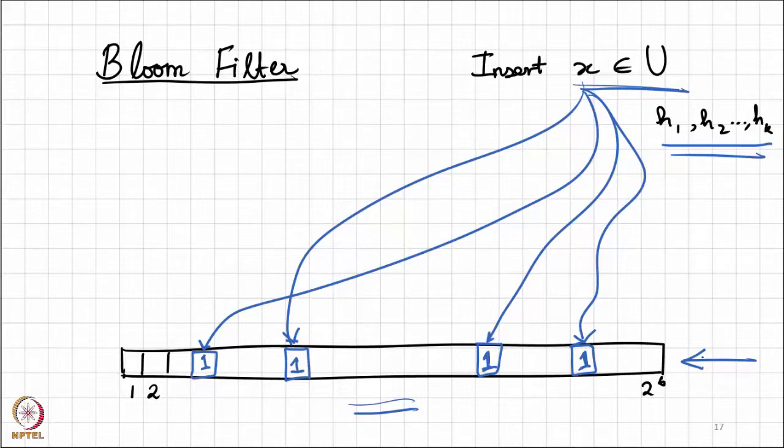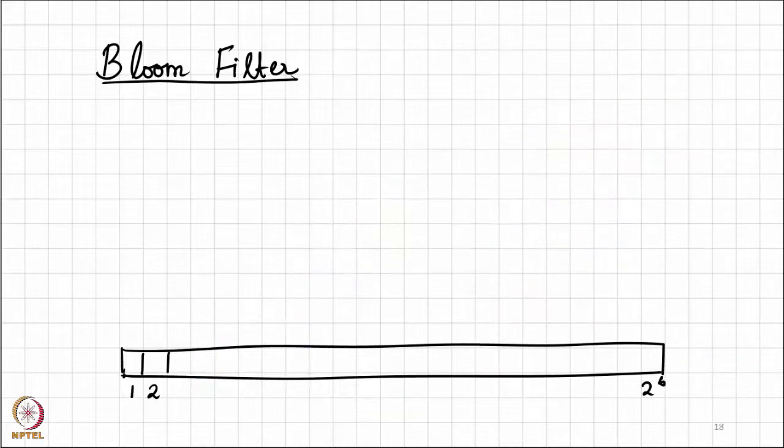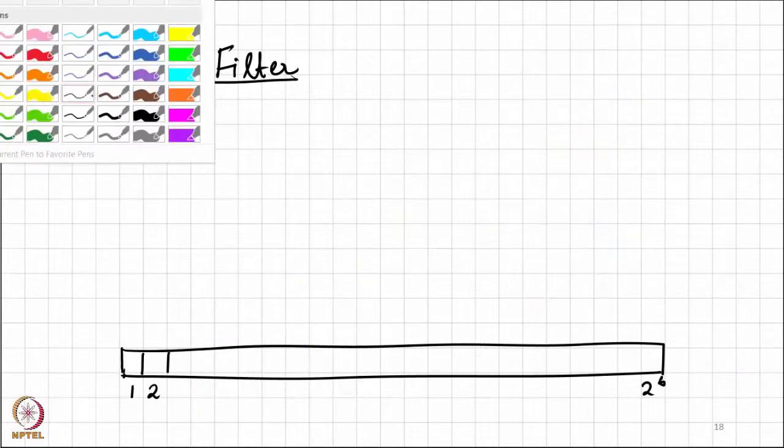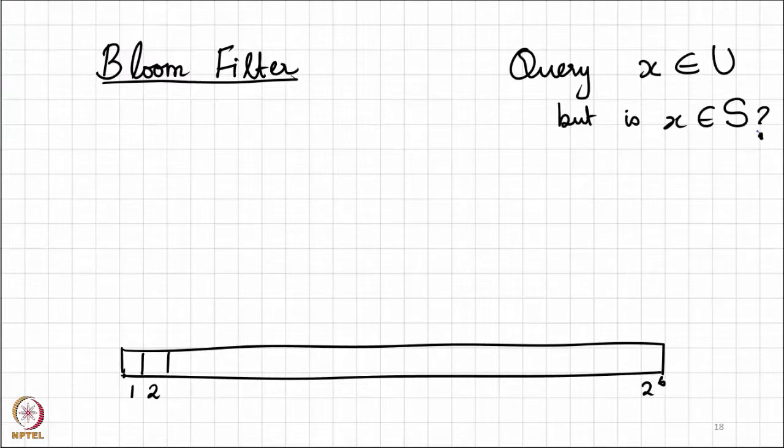Now, this is how the insertion takes place. Now let's see how we would do a query. So when we want to query an item, we're given an item x, which is drawn from the universe, and we want to find out if that item is actually in the set S that is currently stored in the Bloom filter.